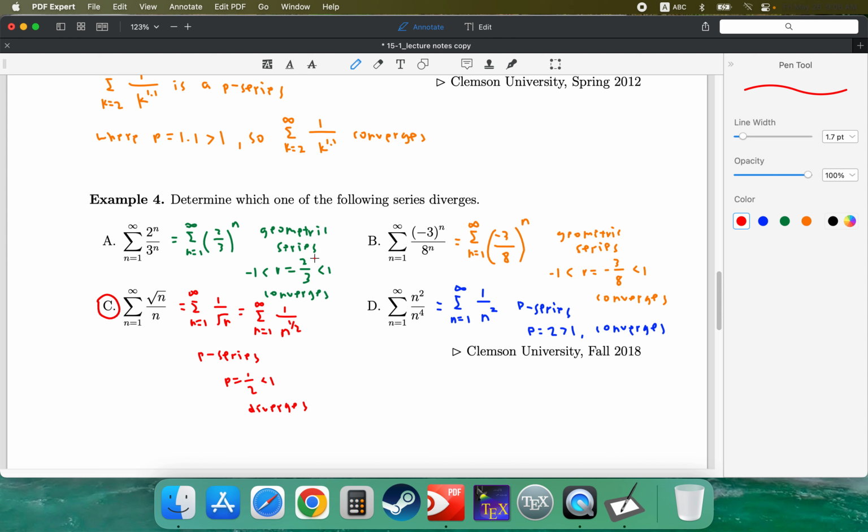Okay, so notice that in this problem, we reviewed what a geometric series is, and we also practiced what a P series is. Now, before we finish this lecture, we have a final remark. Let's take a look at page 3.